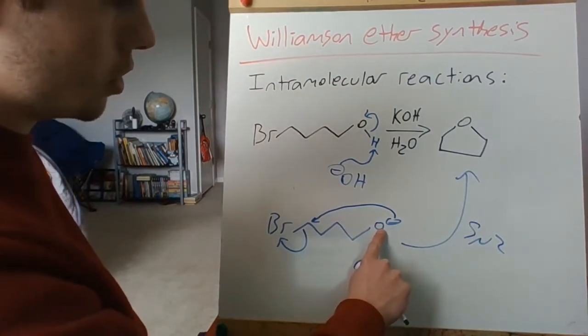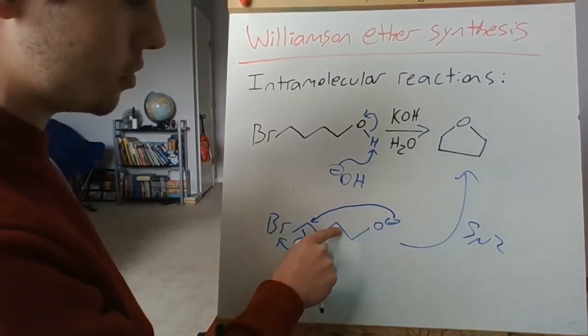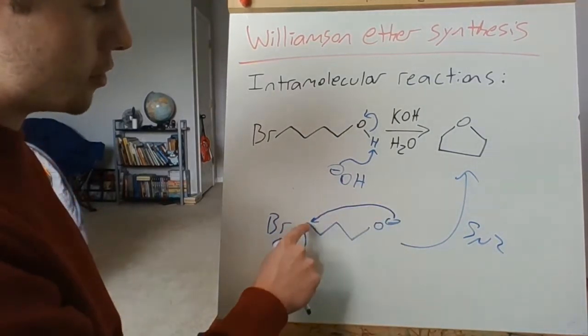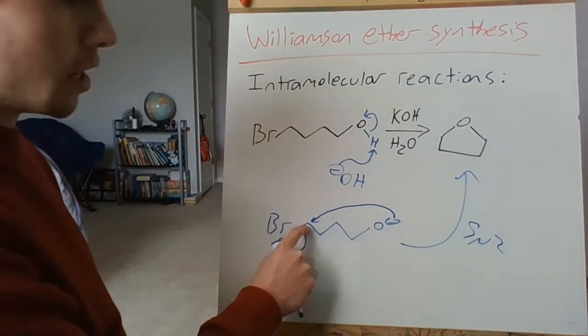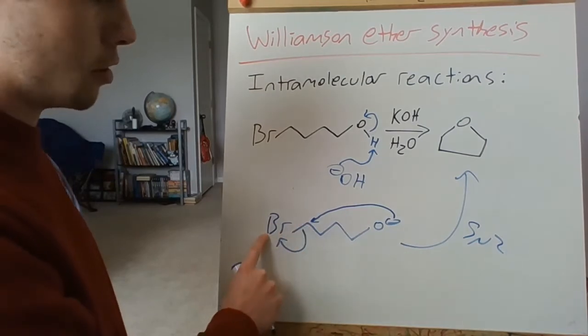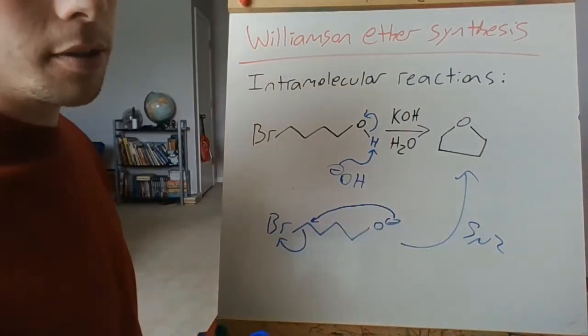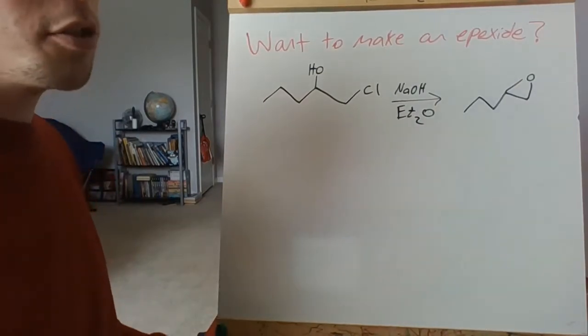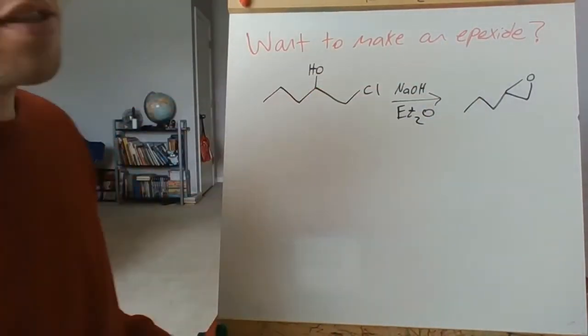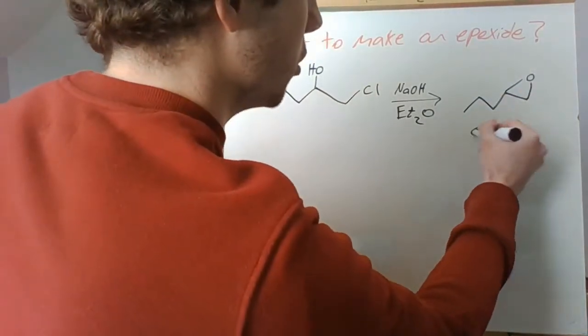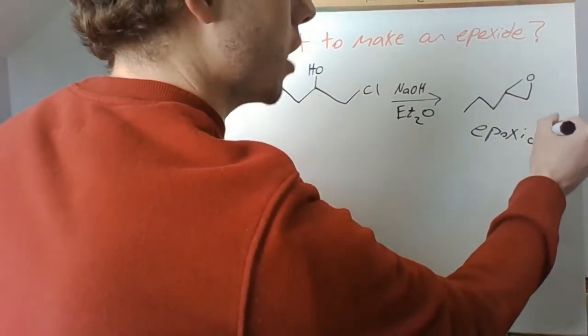Also follow what you're doing. This oxygen is still attached to this carbon, attached to this carbon, attached to this carbon, and then the oxygen is now attached to this carbon as well. And this carbon is no longer attached to the bromine, so we get a cyclic ether product. And so this can be especially useful for making epoxides. Epoxides are these three-membered rings shown here with the oxygen in the middle. And so this is the epoxide.